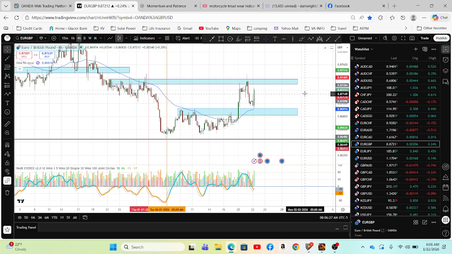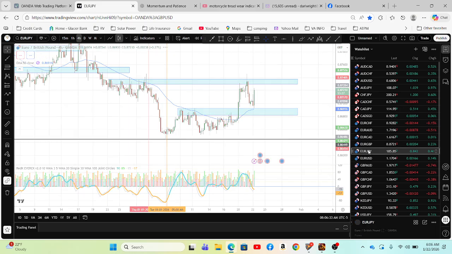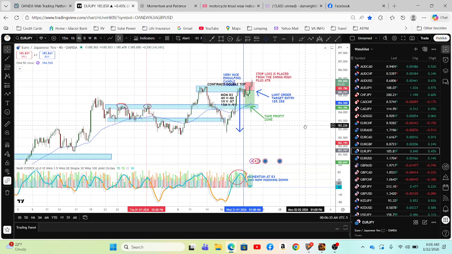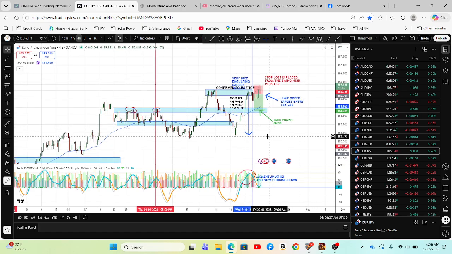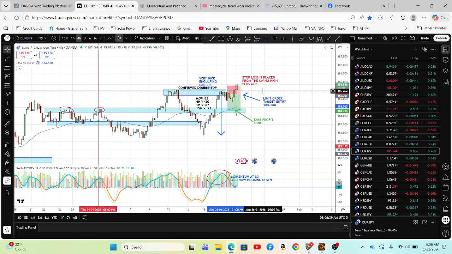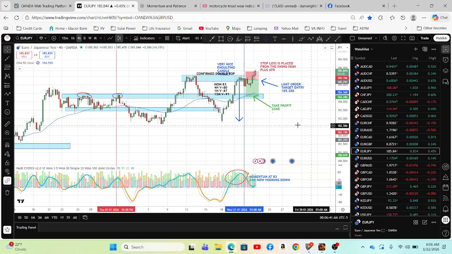So next one, euro to the Great British Pound. I don't see anything happening there. Euro to the yen. This is a loss that I just took this morning right there. And so what I saw here was a confirmed double top. We pulled back up into that area. Here is my engulfing candle.